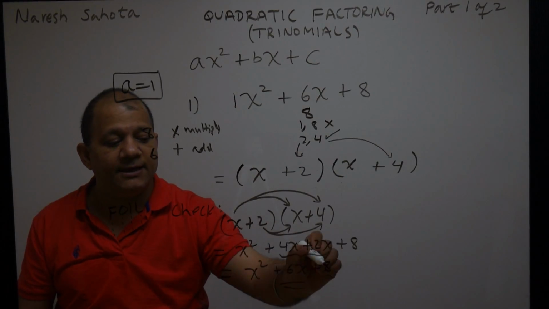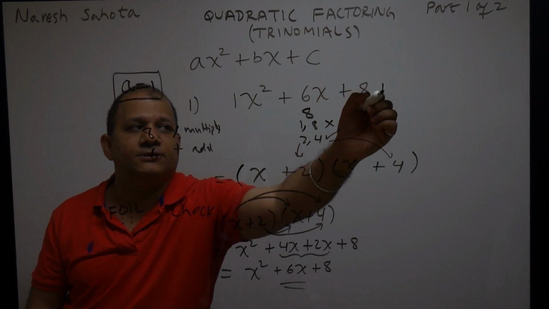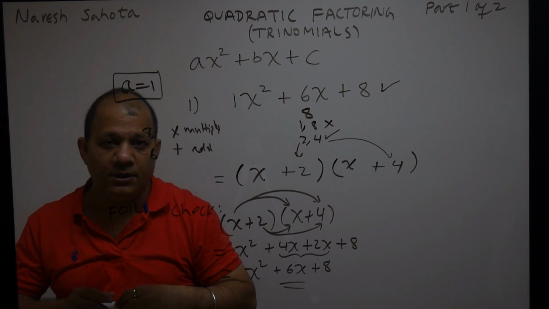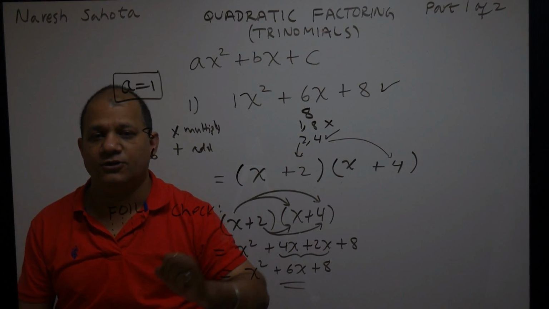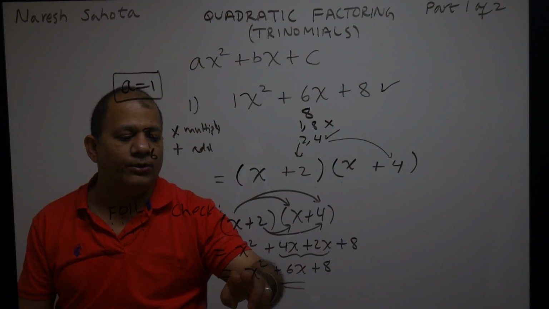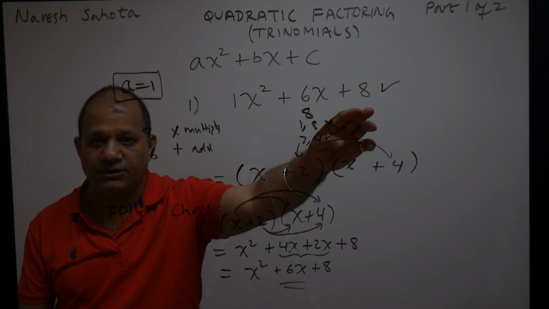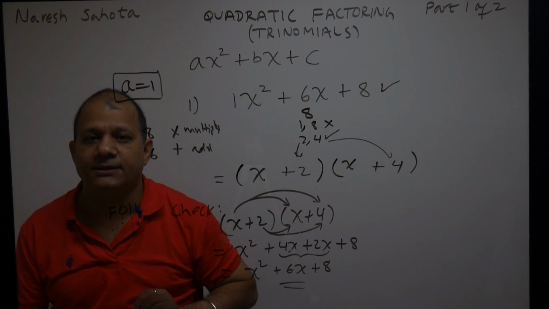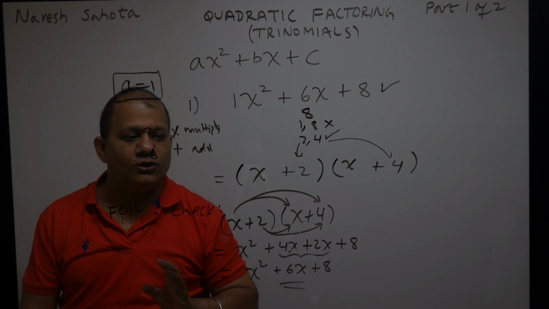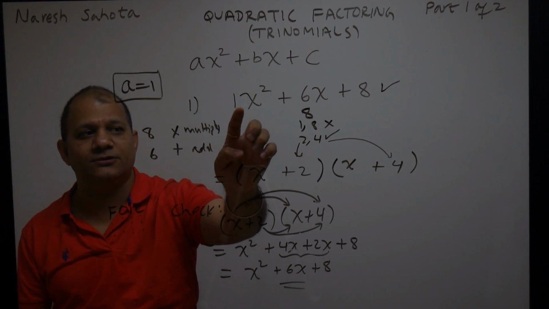So is that what we started with? x squared plus 6x plus 8? Yes, that's what we started with. So by multiplying it out, we have verified, we have checked that our factors are correct. If we didn't get the same answer as what we were given to begin with in the question, then we would know that we made a mistake somewhere. Okay, so that is how you do trinomial factoring where a is 1.